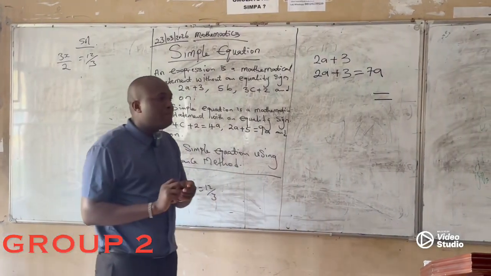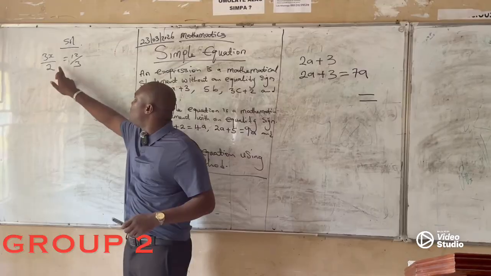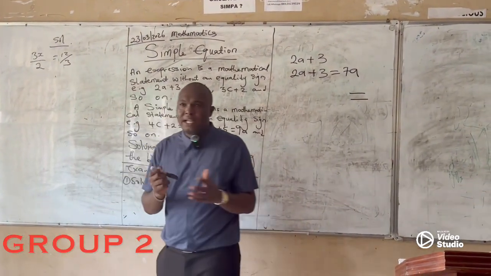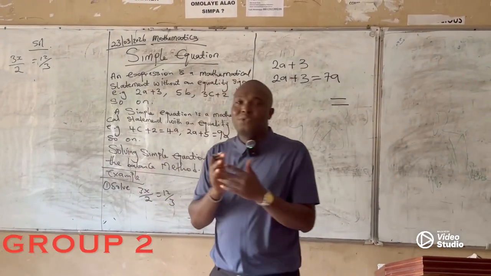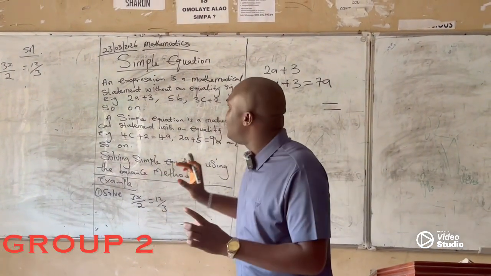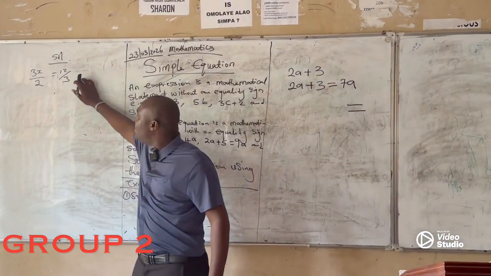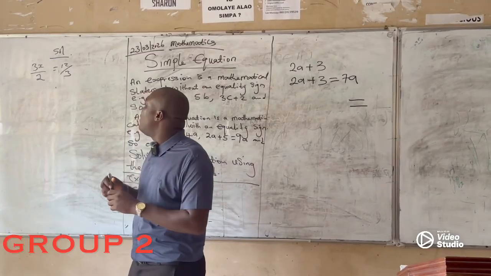Now, if you look at the board, you will see two fractions here. 3x over 2 equals 12 over 3. Who can tell us what we are going to do to the right hand side that we'll do to the left hand side? If you look at it, you will notice that this has a numerator and a denominator. That means it's a fraction. So what we'll do, first of all, we are going to what?